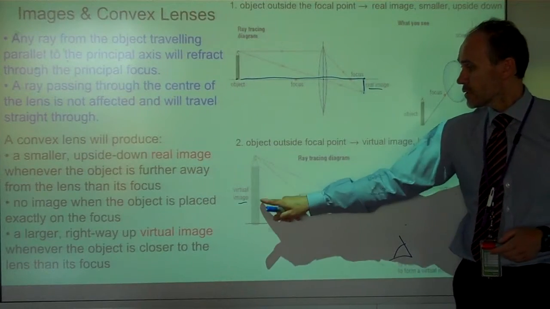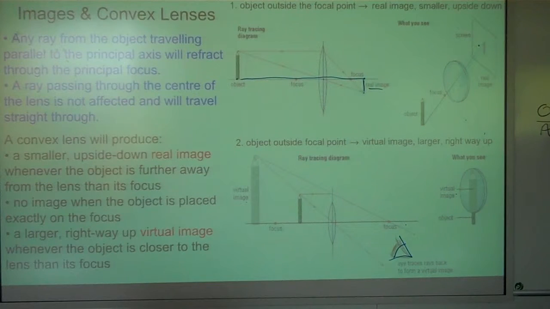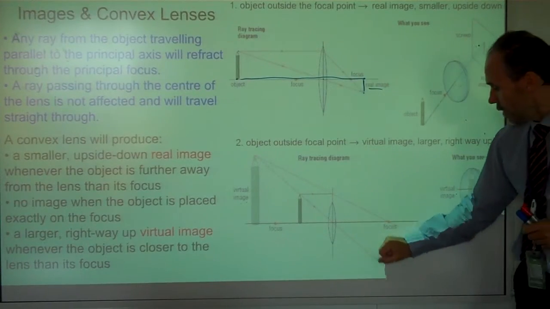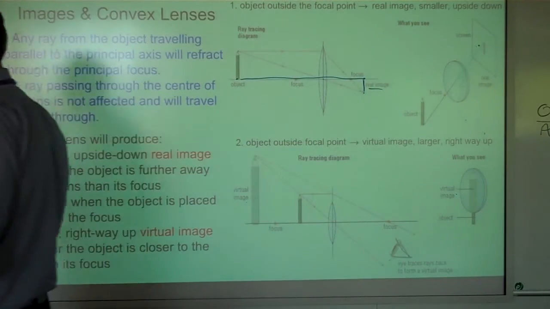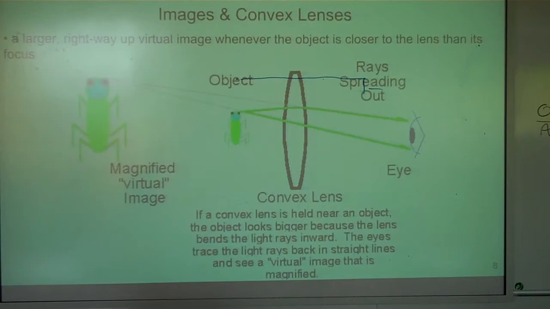And so this is the way we typically use magnifying glasses. We get things nice and close and we go, oh, I'm getting a good look at whatever it is I'm trying to check out. Now, I think I have the same information on the next slide, but look, a convex lens produces a smaller upside down real image whenever the object is further away from the lens than its focus. No image when the object is placed exactly on the focus, and a large right way up virtual image whenever the object is closer to the lens than the focus.